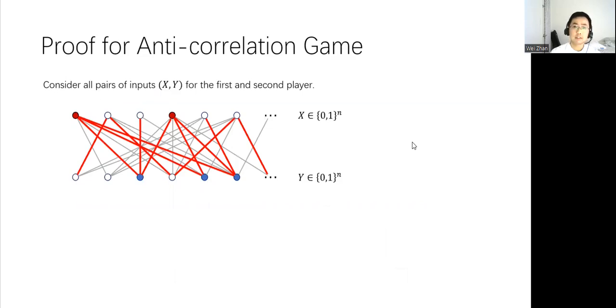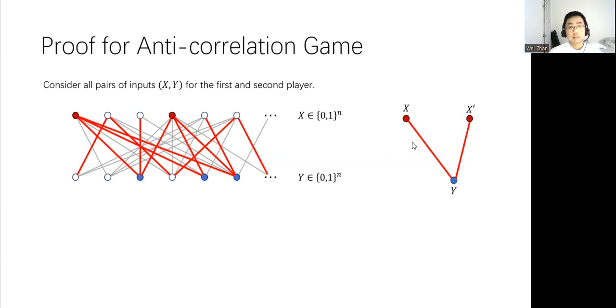Now let's consider the inputs as a bipartite graph. On one side is all possible n-bit inputs x to the first player, and on the other side is all possible n-bit inputs y to the second player. A valid input is an edge between x and y, because z, the input to the third player, can be determined from x and y. And we also color the edges that represent the inputs where the players' strategy wins as red edges.